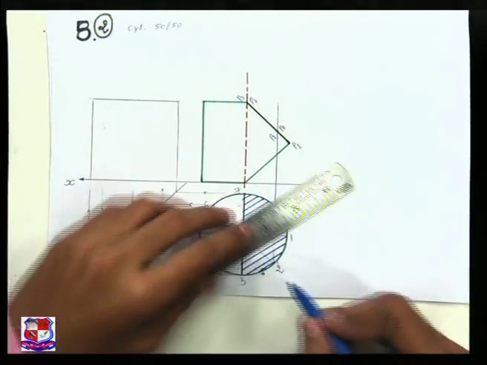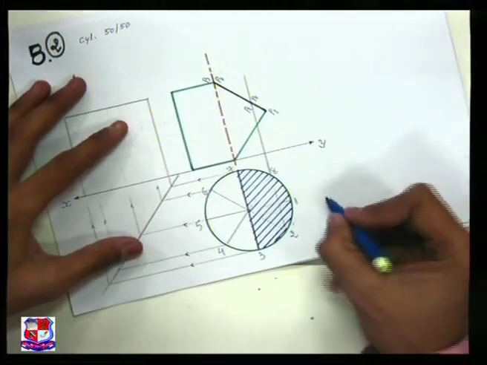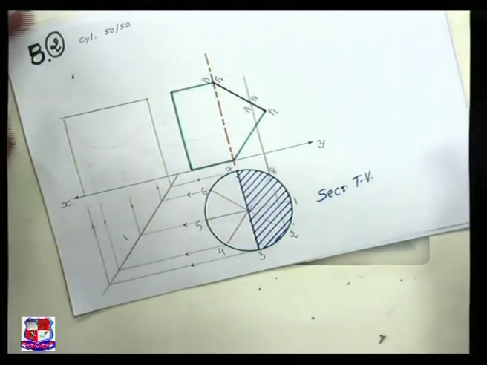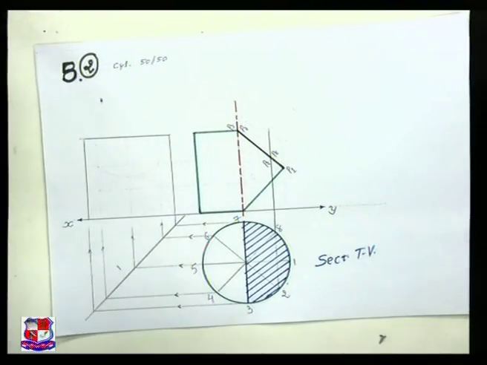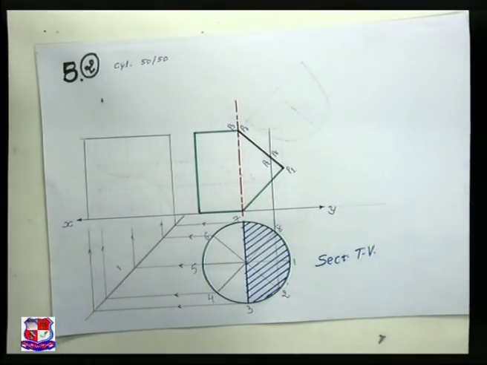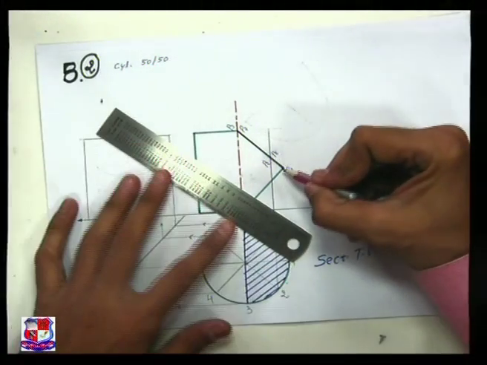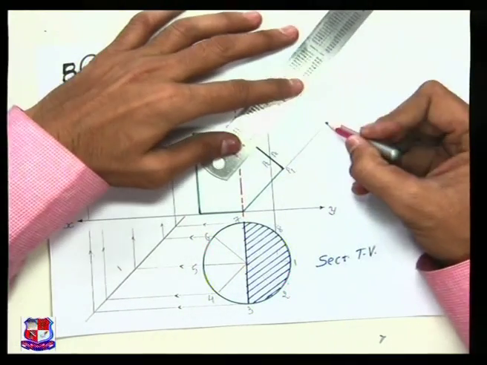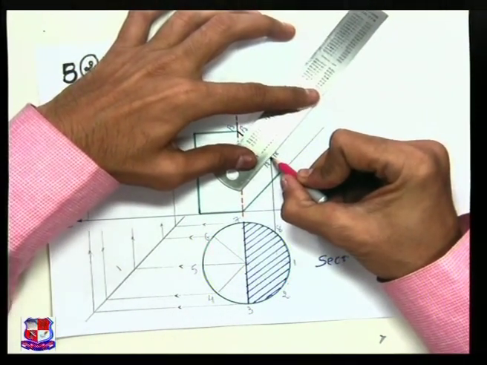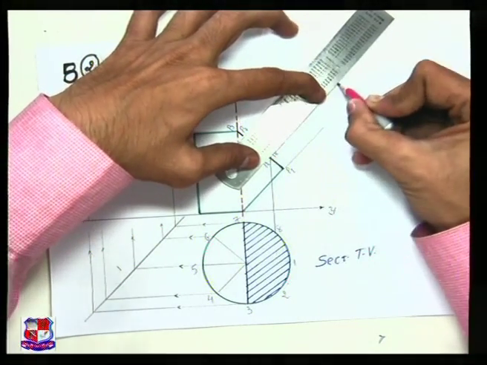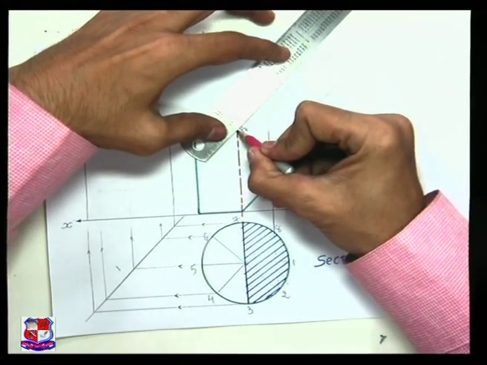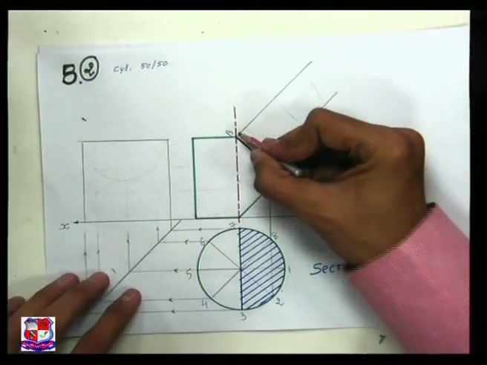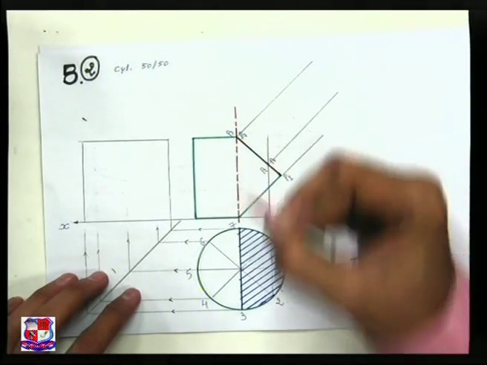You can write here the name of the view, it's a sectional top view. Now what about the true shape of this section? For that, the same procedure we have to repeat. Identify the points P1, P2, P3, P7 and P8 over here, and from those points draw lines perpendicular to the cutting plane line, from all these points P1, P2, P3, P7 and P8 like this. These lines are drawn in such a way that each line makes an angle of 90 degrees with this cutting plane line.